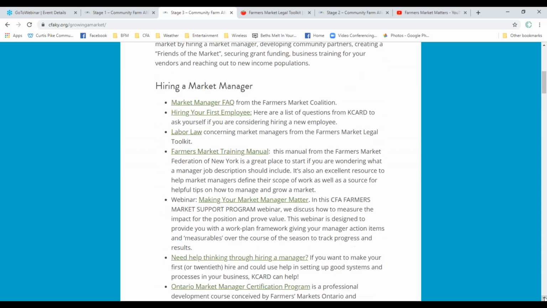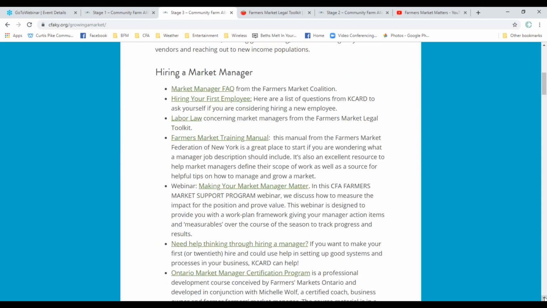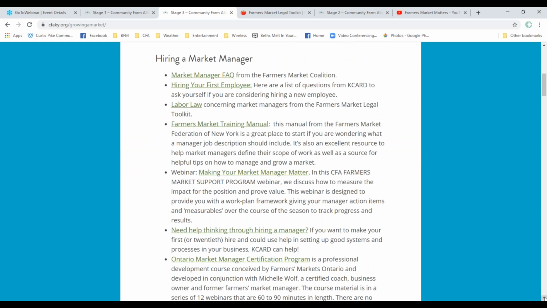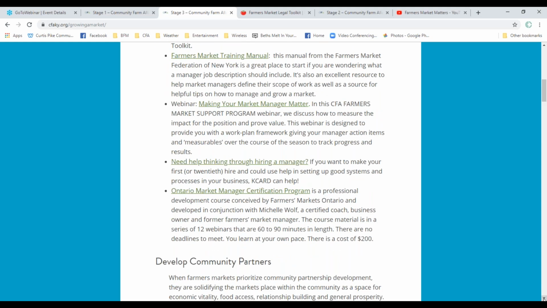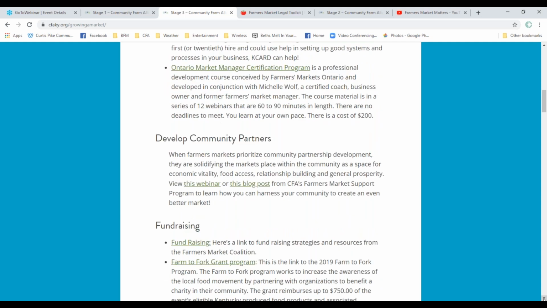Hiring a market manager. This is something that we often are helping our markets out with, just how to write up a job description, labor law, how to train your market manager. There's a farmers market training manual here that comes from New York. That's very nice. We have webinars, of course, to help you train your manager. And then K-Card is a really good resource for that.